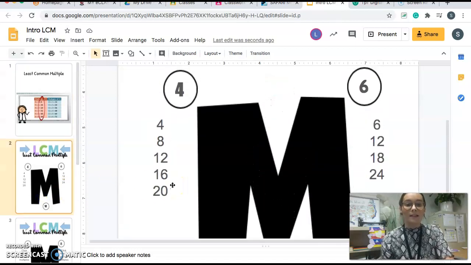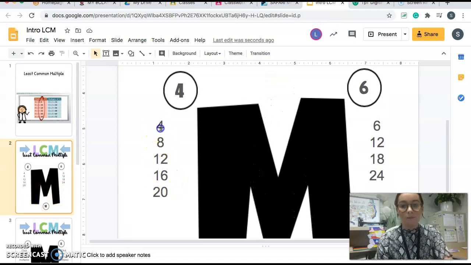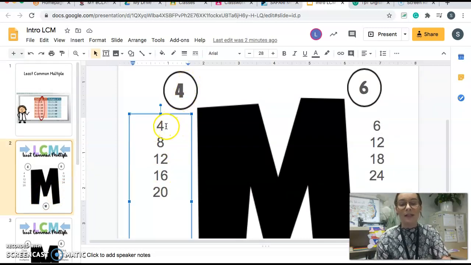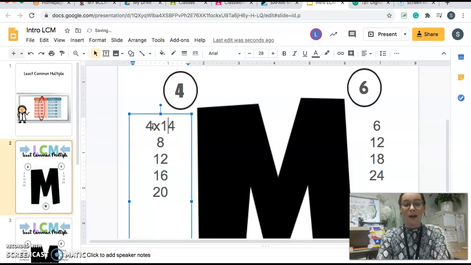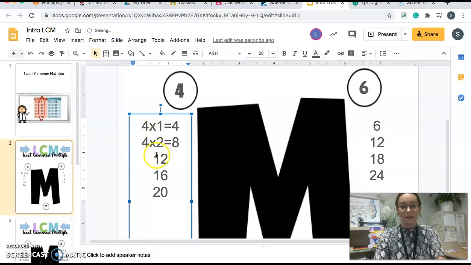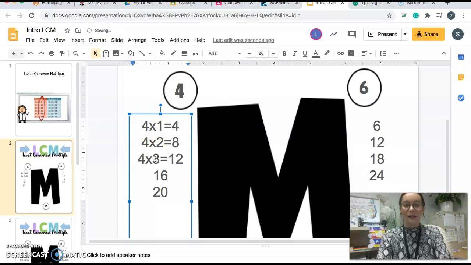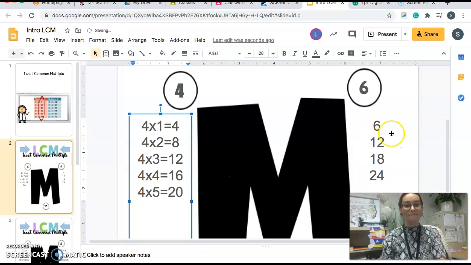We can look at this. This is the same thing. In order to find this, we did 4 times 1 equals 4. We did 4 times 2 equals 8. 4 times 3 equals 12. 4 times 4 equals 16. And 4 times 5 equals 20, right?